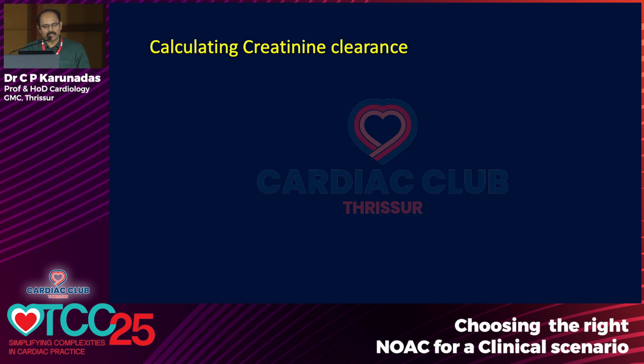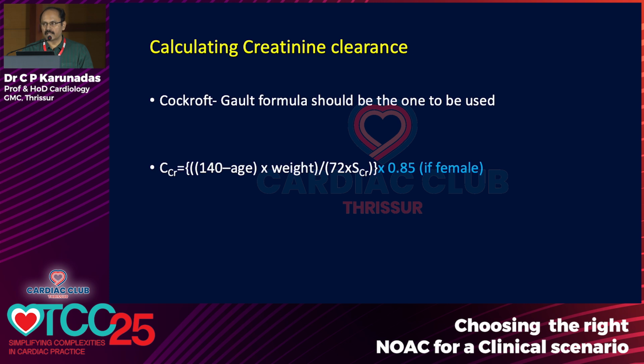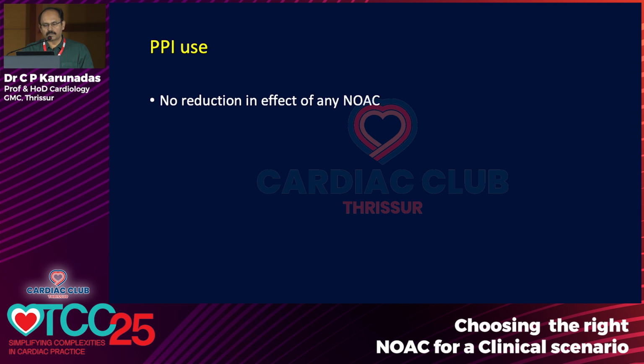One word about calculating creatinine clearance. Even though various methods are there, we are supposed to use the Cockcroft-Gault formula because this is the one that has been used in the trials, and you know how it is: 140 minus age into weight divided by 72 into the serum creatinine, and a correcting factor of 0.85 if it's a female. This is what the guidelines say. Use the Cockcroft-Gault formula. One can use proton pump inhibitors, no effect on the dosage of NOACs.